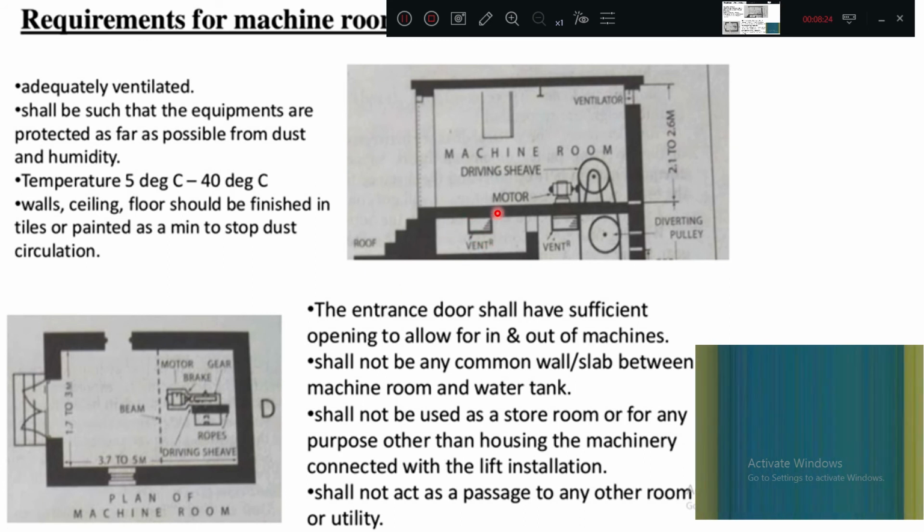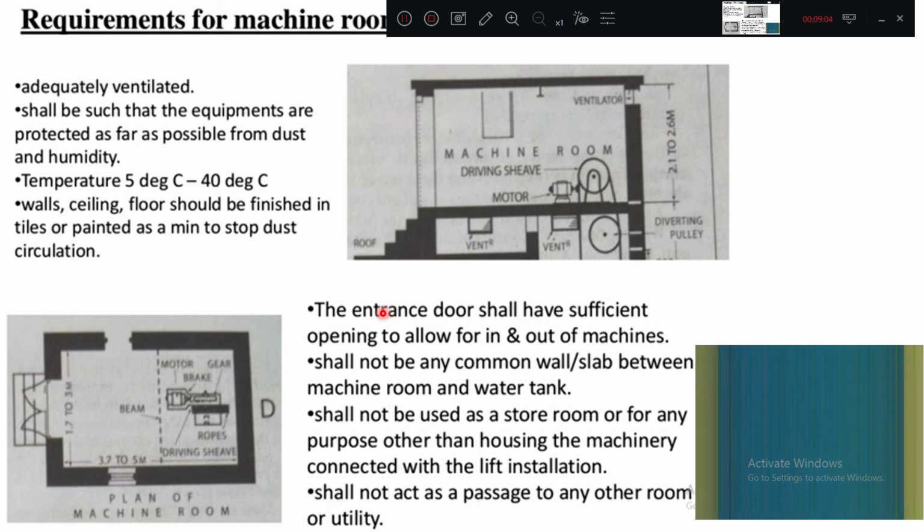Now here you can see ventilators are also provided. This is the roof level, and one ventilator is mentioned here. Clear height is more than 2 meters, 2.1 to 2.6. So these are the combinations. The machine room should be adequately ventilated, first point, and shall be such that equipment is protected as far as possible from dust and humidity. So all of it should be clean. Temperature 5 to 40 degrees generally. Walls, ceilings and floors should be finished with tiles or painted as a minimum to stop dust circulation. So it should be well finished.